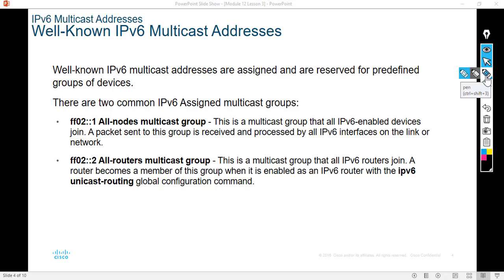Now, well-known IPv6 multicast addresses are assigned. Assigned multicast addresses are reserved multicast addresses specifically for predefined groups of devices. An assigned multicast address is a single address used to reach a group of devices. Remember, this is one-to-many, a single address that can be used to reach a group of devices.